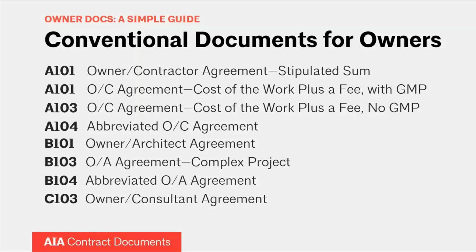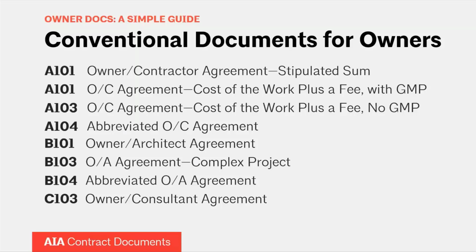But if you use A104 and B104 together, the general conditions are already in A104, so you do not need A201 or any other separate general conditions document. So the main difference is just that it's shorter, and it's fewer documents.